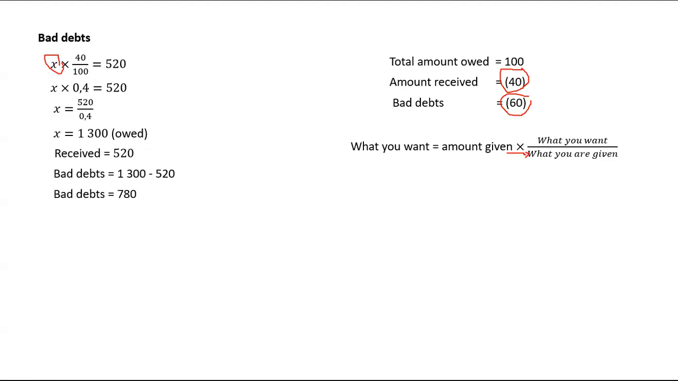And amount given is the 520. The percentage of the 520 will be the 40%, and we want the 60%. So you will take that 520 times it by 60 and divide it by 40, and that will give you the 780. The 780 is the bad debts that we need to write off.